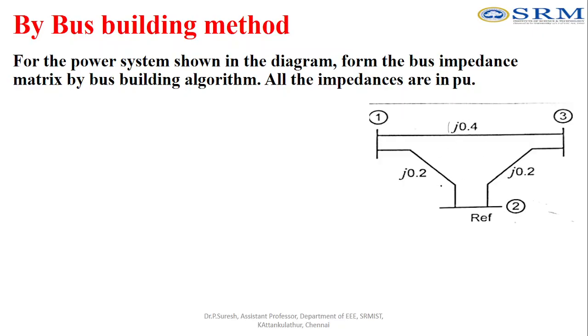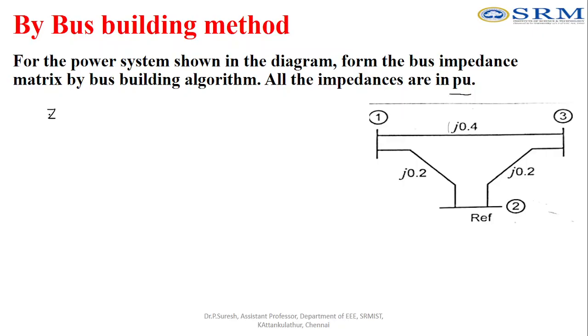In a power system, the transmission line parameters are given in terms of impedances, and the values of the impedances are in per unit. All the values are in per unit: j0.4 per unit, j0.2 per unit, again j0.2 per unit. For this given power system, we are going to form the Z bus matrix.